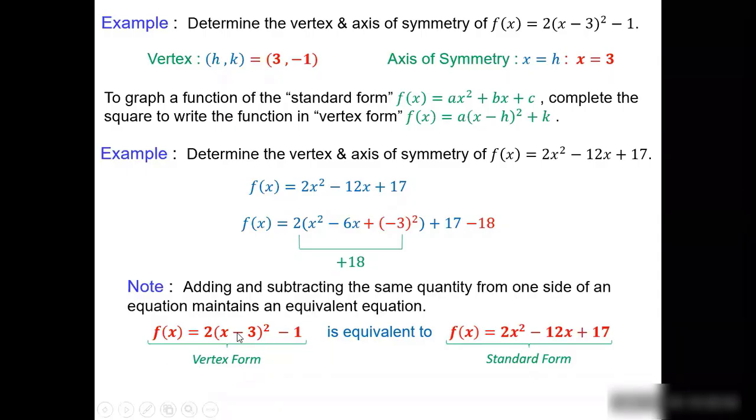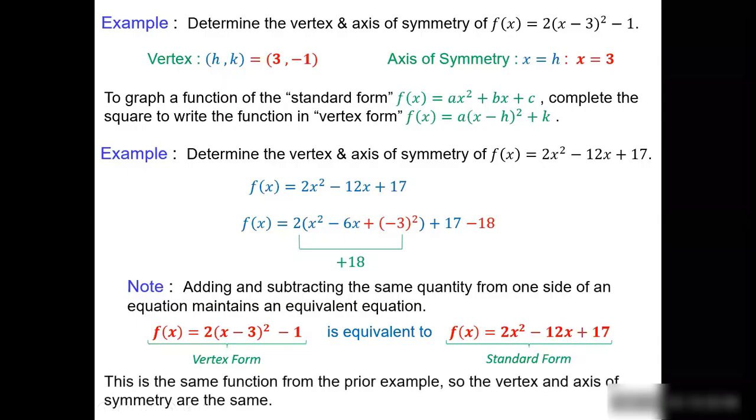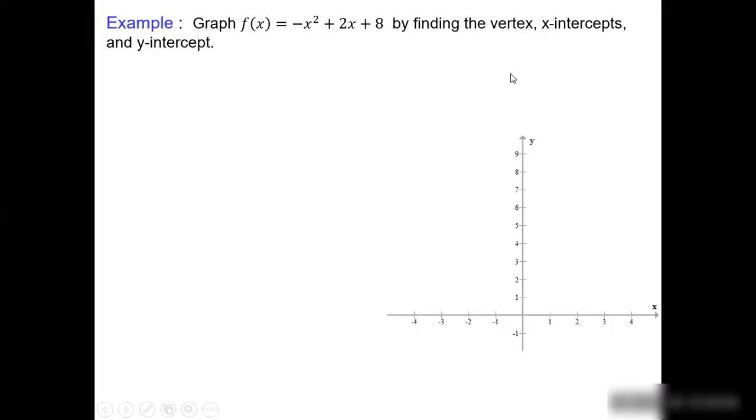Now notice that this equation that we just got, this new function, is exactly the same as the example we did at the beginning of this slide, and therefore it's going to have the same vertex and the same axis of symmetry. So let's use what we've learned about finding the vertex and axis of symmetry to come up with a more accurate graph for the parabola negative x squared plus 2x plus 8. Now we want to find all of the important features of this graph, not only by transforming it and moving the vertex, but also finding a couple more important points, namely the x-intercepts and the y-intercept.